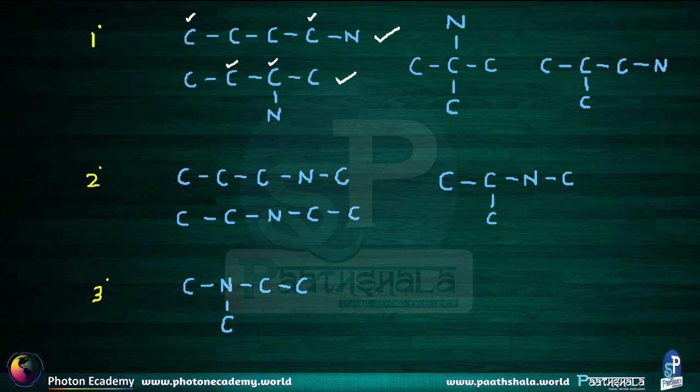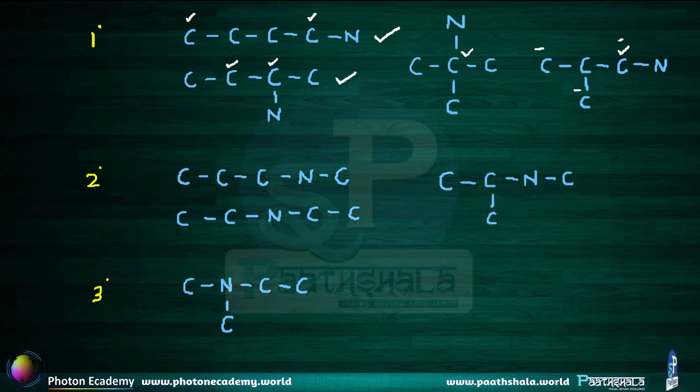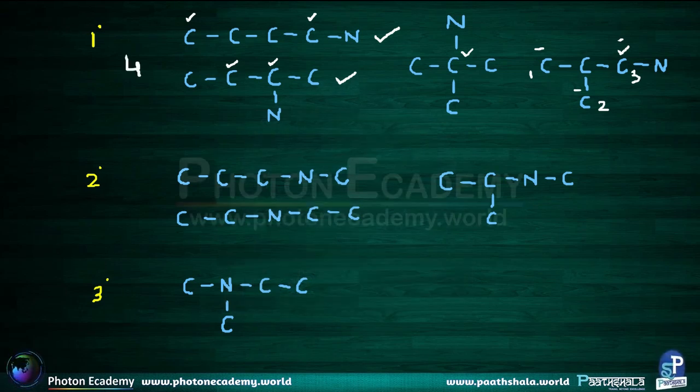Now in this structure, the nitrogen atom has been linked to this carbon atom, and in this structure, the nitrogen atom has been attached to this carbon atom. As I said, these carbon atoms are basically similar. So if I were to attach the nitrogen atom to any one of these three carbon atoms, it would give me the same structure back again. So for 1 degree amines, we have identified four possible structures.